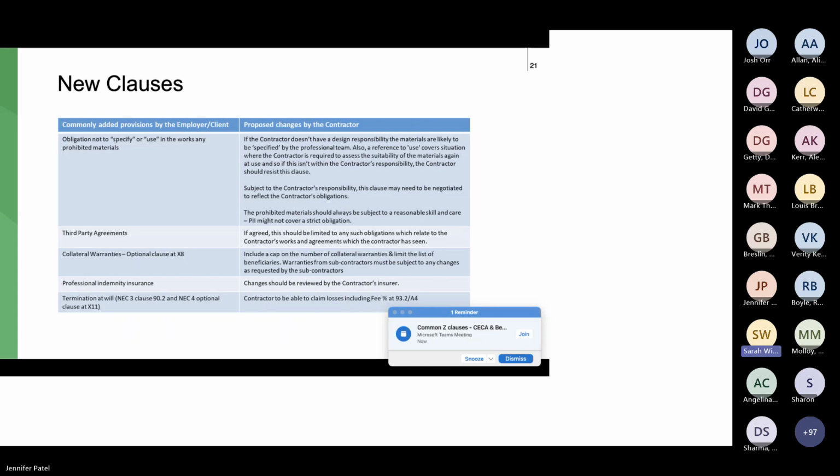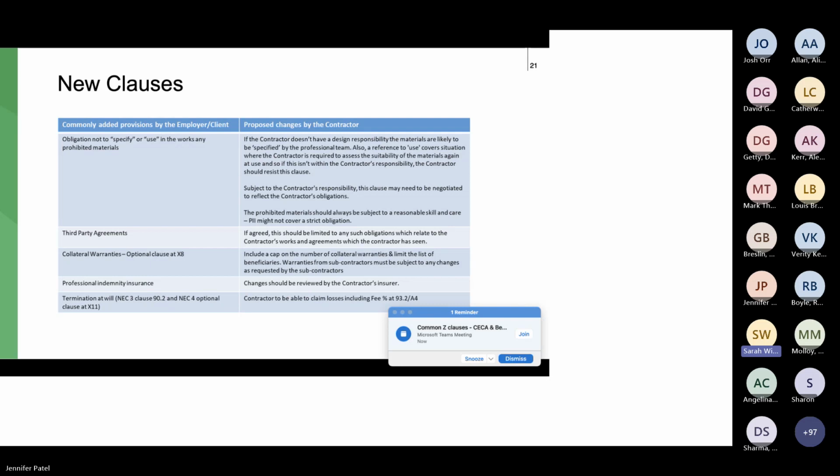And then finally, the termination provisions in NEC and JCT, to be fair, are often amended to reduce the compensation that the client will pay in the event of a termination. A particular example of this is the termination at will provisions in NEC. In NEC 3, it's at clause 90.2, one of the core clauses. In NEC 4, it's at optional clause X11.